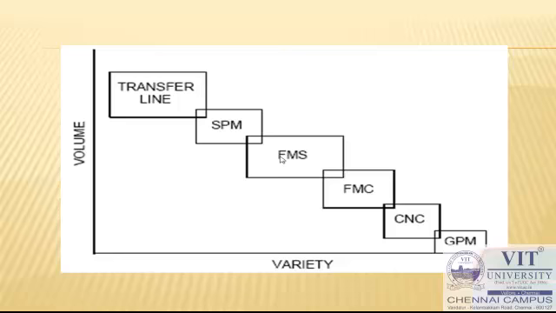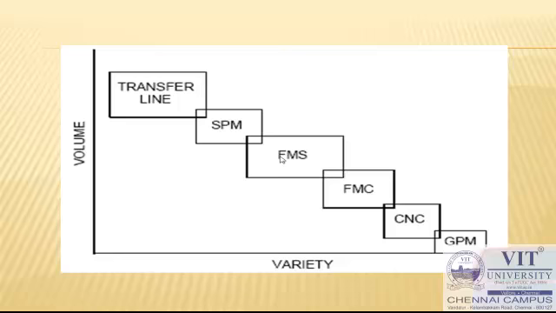FMC means flexible manufacturing cells. The cell consists of 4 or 5 machines. According to the variety, you can modify the cell or the machining center. The cell consists of only 4 or 5 machines, not more than that. So that is called flexible manufacturing cells. If the variety is somewhat less and the volume is moderate, in those cases we can go for FMS.